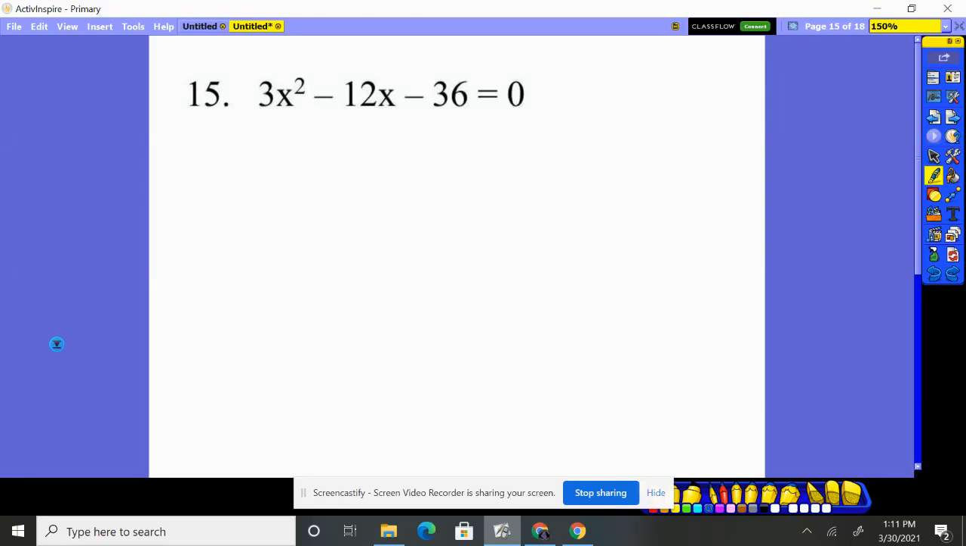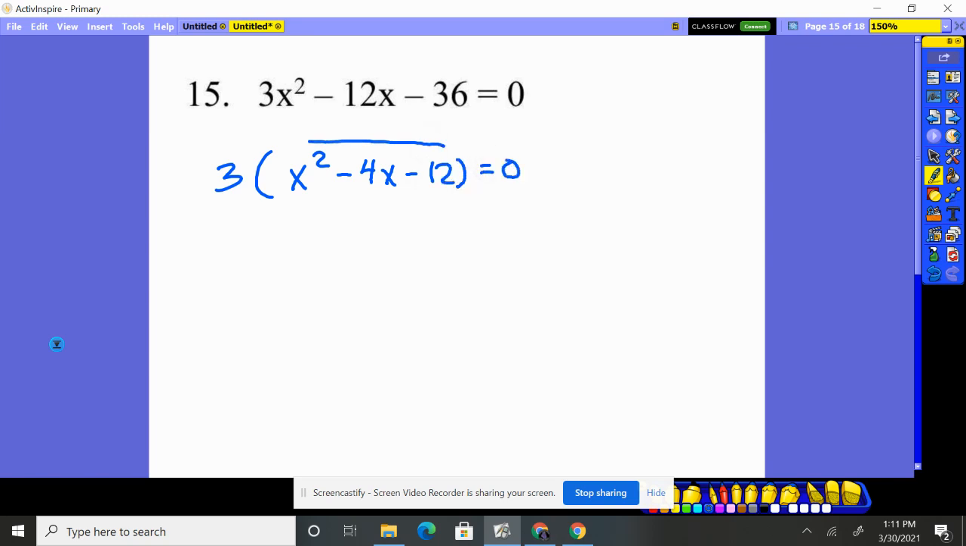Number 15. It looks tricky, but notice if we have something in front of x squared, more than likely that's a greatest common factor that is going to factor out. Yes, all of them can be divided by 3. So we factor out a 3, and we're left behind with x squared minus 4x minus 12 equaling 0.